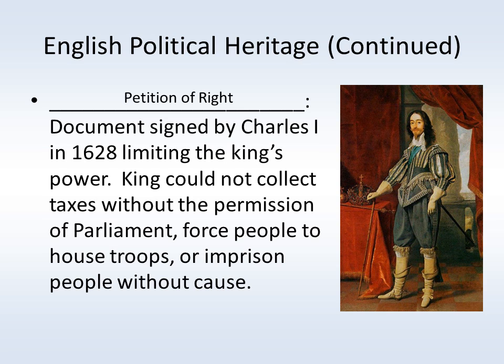The Petition of Right was a document signed by Charles I in 1628 that limited the king's power. Under the Petition of Right, the king could not collect taxes without the permission of Parliament, and he was not allowed to force people to house troops or allowed to imprison them without just cause.